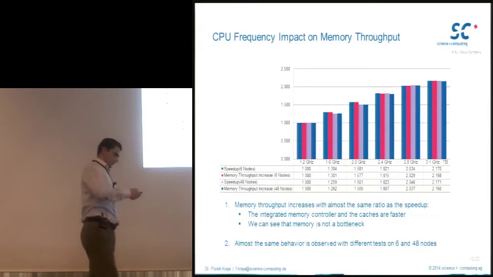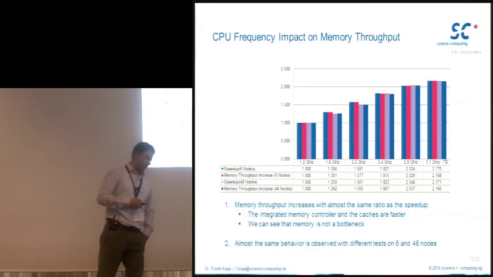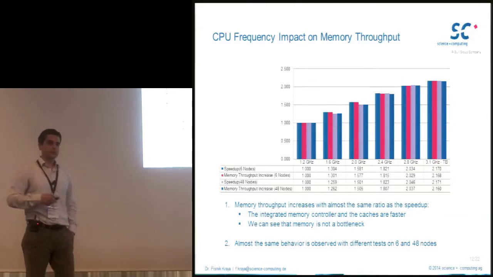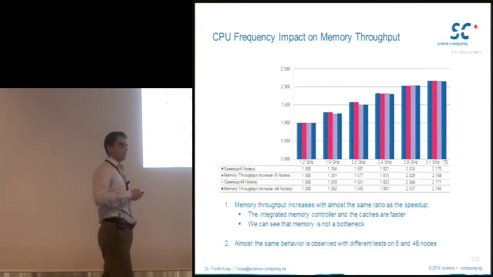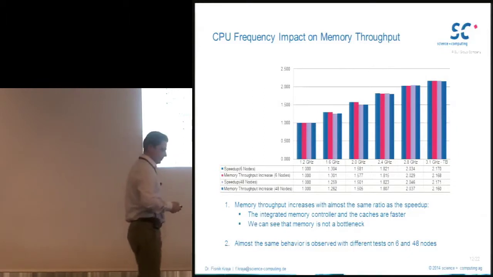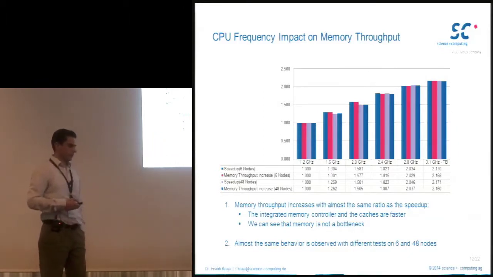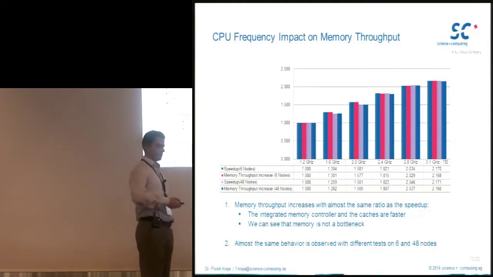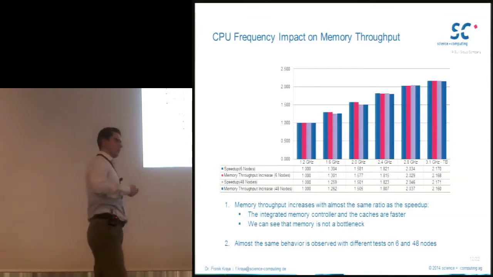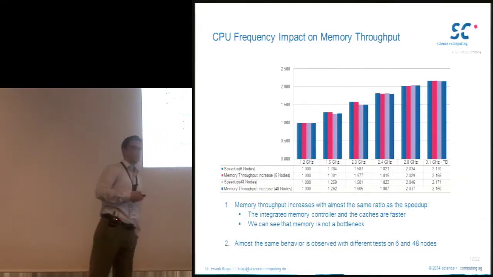So in order to back up what I just said, we also analyzed what's happening with the memory bandwidth when we change the CPU frequency, and we compared this with the speed up. We did tests on 6 and 48 nodes, and we compared speed up and memory throughput increase ratio, and we see that this is almost the same. So you get the same speed up because the memory throughput also increases. Everything is working faster, the cores, the caches, the memory controller, and if you have enough memory bandwidth, you will get the same ratio.